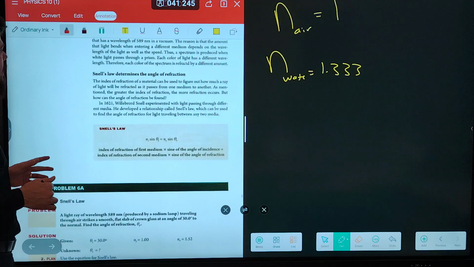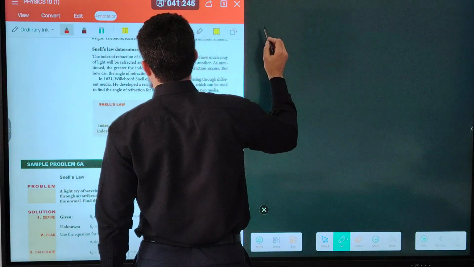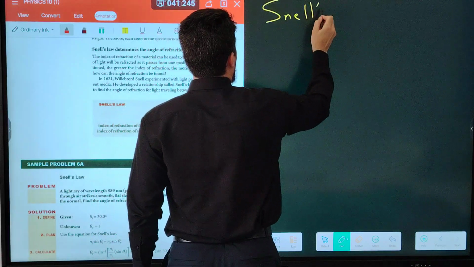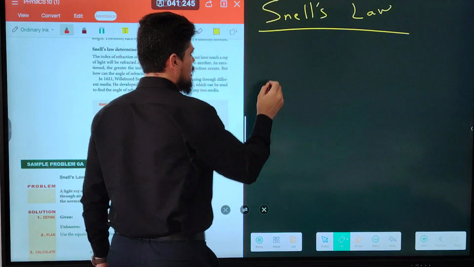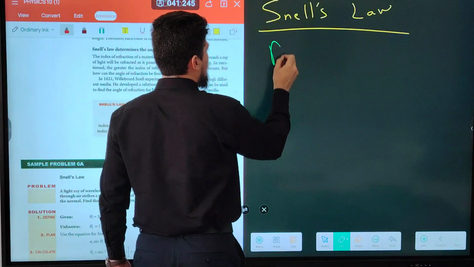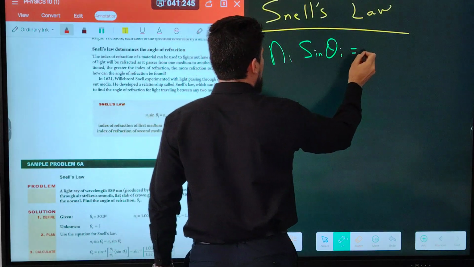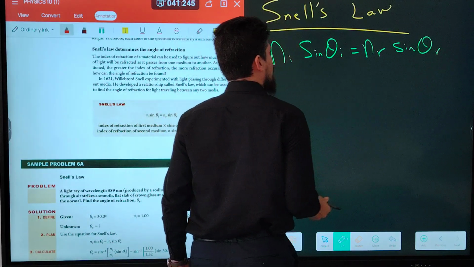Snell's law determines the angle of refraction. Snell's law, this is very important, guys, be careful. This is Snell's law to determine the angle of refraction. Snell's law states that Ni sine theta I is equal to Nr sine theta r.